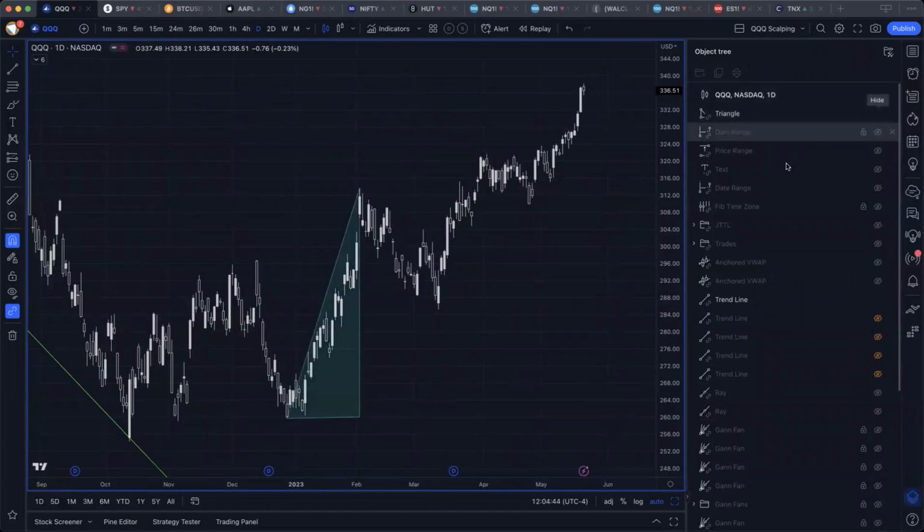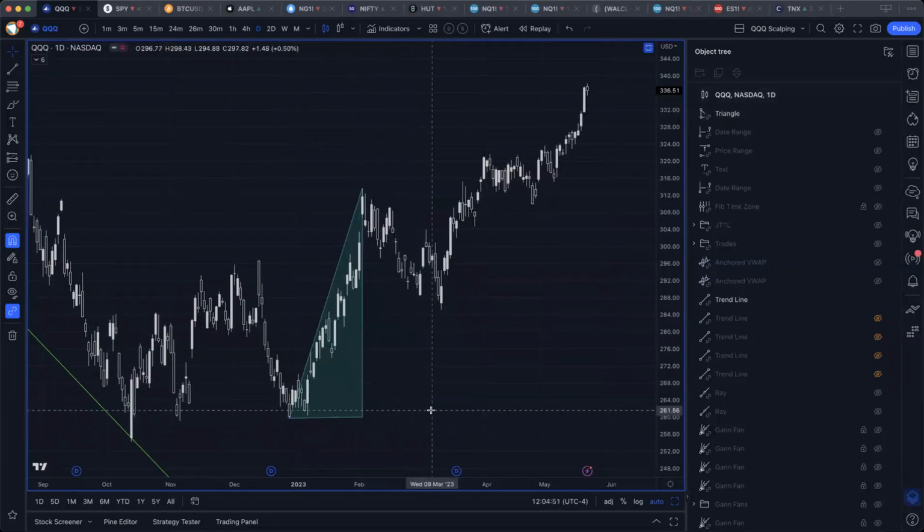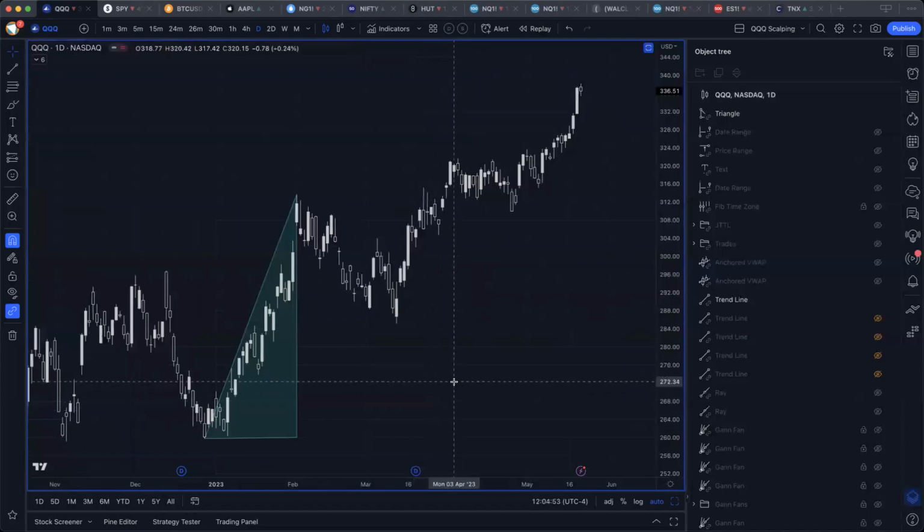All right, so the first thing I want to start with is what is really this first kickoff to the broader move that we've been in. And so you can see this as a triangle starting December 28th and concluding February 2nd. So that's really the first move here.